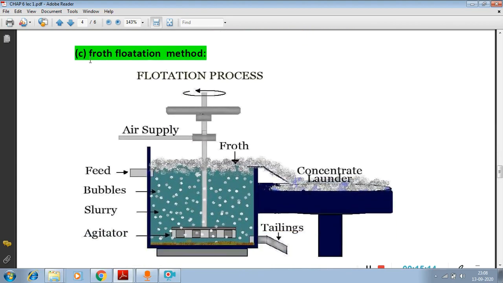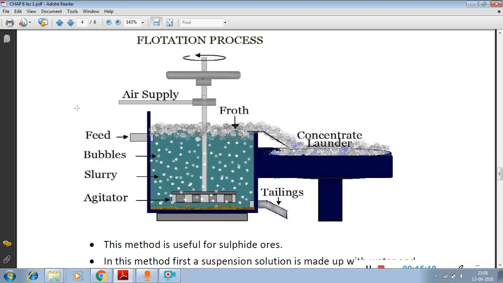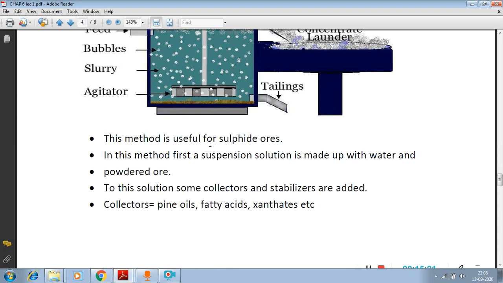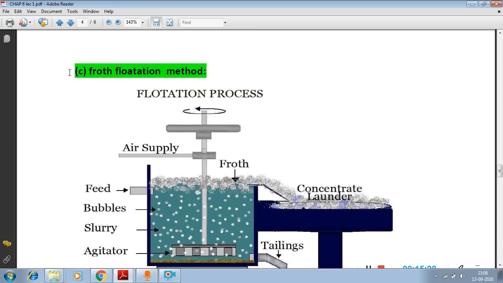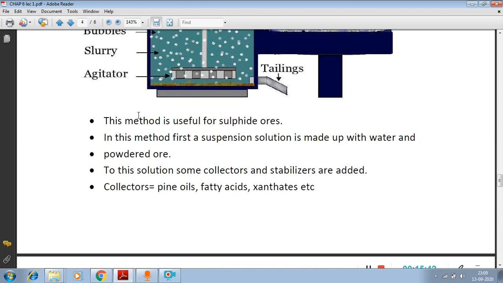Now the third method is the froth flotation method. This method is useful for sulfide ores, and this method is very important. It can be asked for 2 marks, so prepare it very carefully. Froth flotation method, important. So this method is useful for sulfide ores.